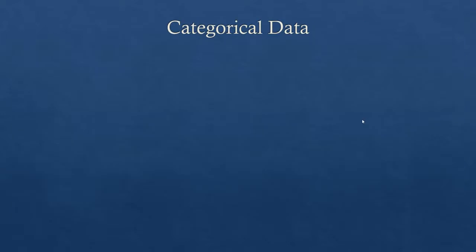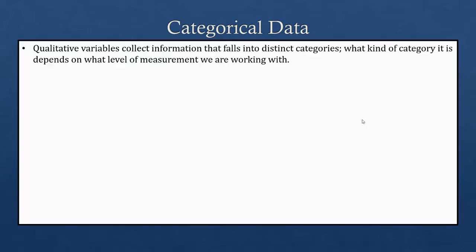All right. So for now, categorical data. Qualitative variables collect information that falls into distinct categories. What kind of category it is depends on what level of measurement we're working with. Not all categories are the same kind of data. It just depends on whether it's nominal or ordinal data.